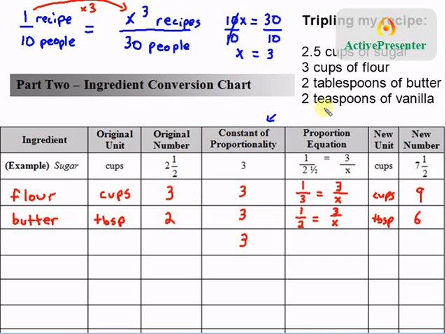Last one, we'll take our teaspoons of vanilla. So we'll write vanilla over here, measured in teaspoons, TSP. And we have 2 of them. Again, we know 2 times 3 is going to be 6, but let's set up our proportion. 1 recipe has 2 teaspoons of vanilla. 3 recipes will have how many teaspoons of vanilla? x is equal to 6, so we have 6 teaspoons of vanilla.